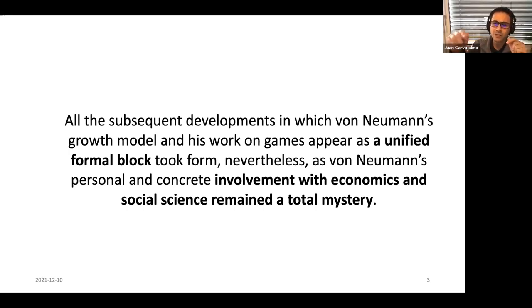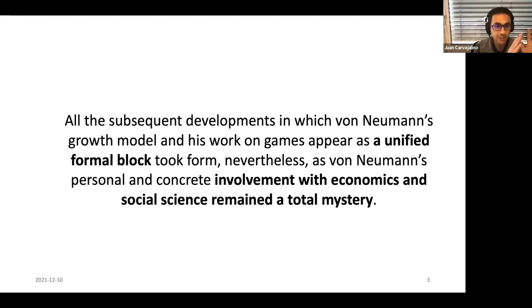So let me just reinforce the idea that the mystery here is not only about von Neumann's personal connections with economics, but also about his personal connections and his work in mathematical economics with mathematics. It is not very clear how he came to make interact some specific theories coming from mathematics.